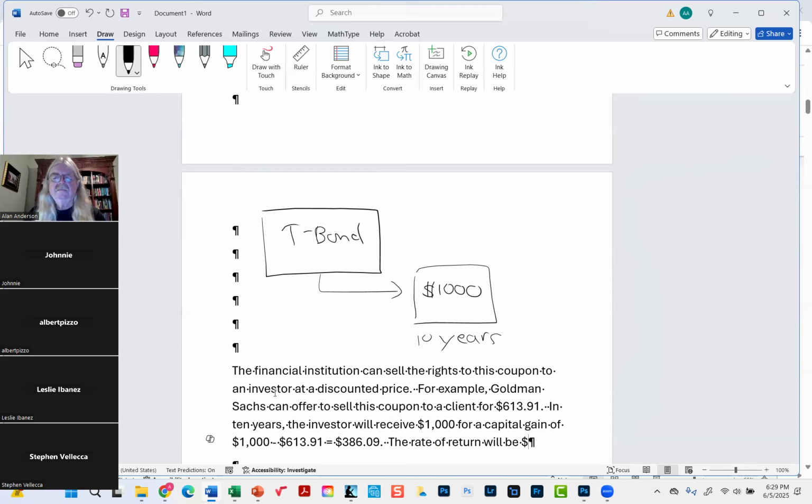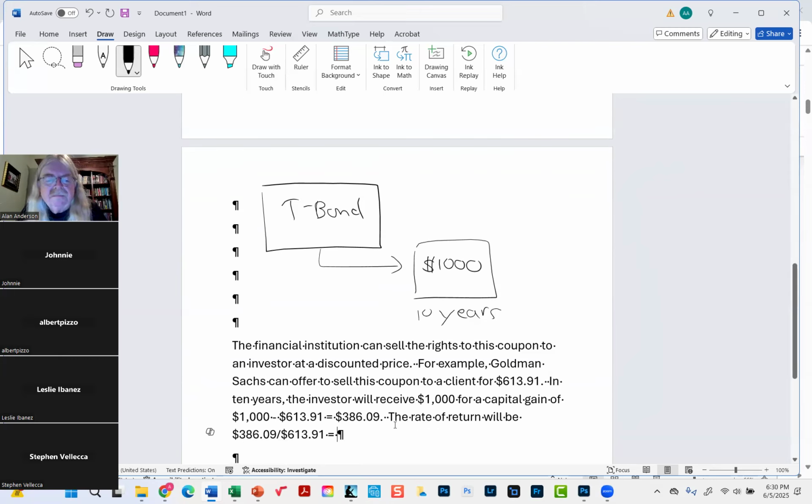The rate of return will be, so this is for 10 years, by the way. What you're seeing here, 386.09 over 613.91. What did I do here? Nope, sorry. No, that's right. It's 62.89%. But on an annual basis, though, that works out to exactly 5%.